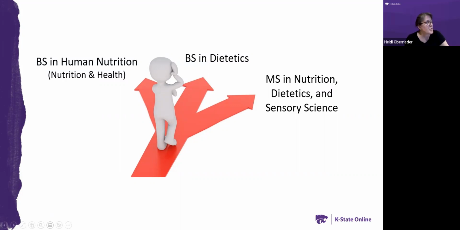It is important to note, and I think I have a line here. Yep. The 2 that are in yellow right now, which is the BS in dietetics and the MS in nutrition, dietetics, and sensory science, are both related to earning that RDN credential, but for 2 different reasons. I'm going to talk about that as we move forward. Most of our students come through the BS in dietetics, but then they can also stay on and get our master's because a master's is now required. But again, we'll talk more about that as we move along.